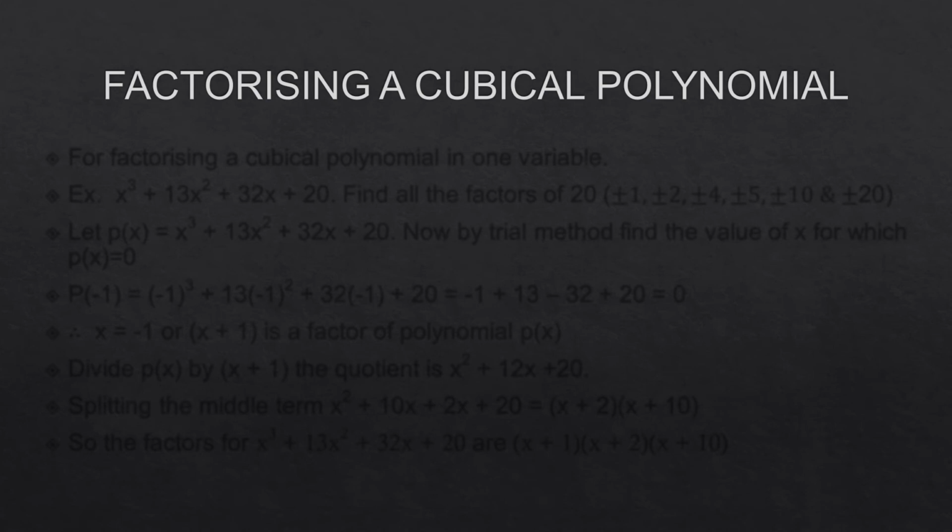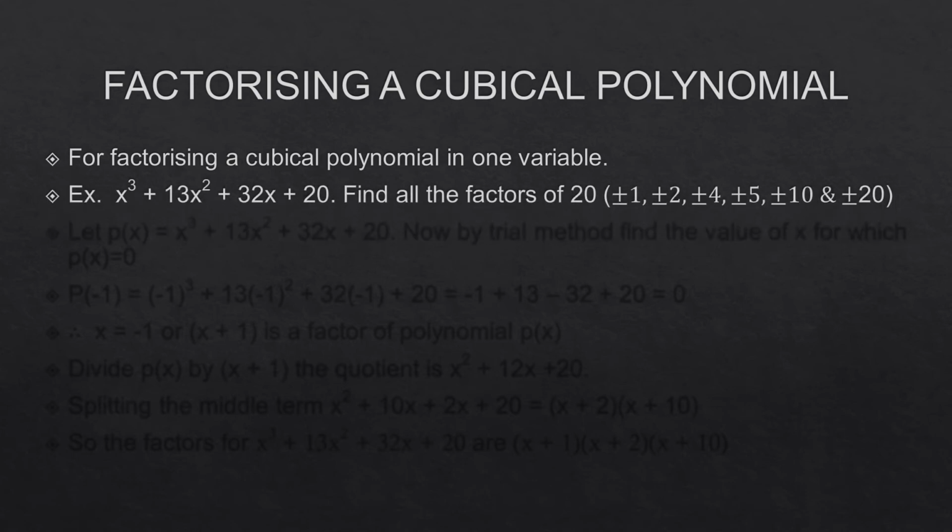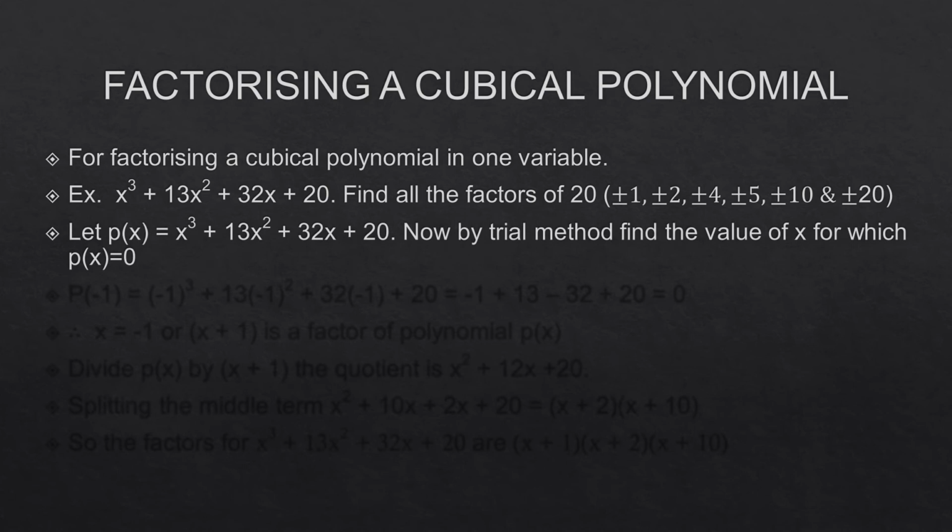Now, factorizing a cubic polynomial. A cubic polynomial is a polynomial which has degree 3. The example is x cube plus 13x square plus 32x plus 20. Since the constant term is 20, we are supposed to find the factors of 20, and the factors of 20 are plus minus 1, plus minus 2, plus minus 5, plus minus 6, plus minus 10, and plus minus 20.